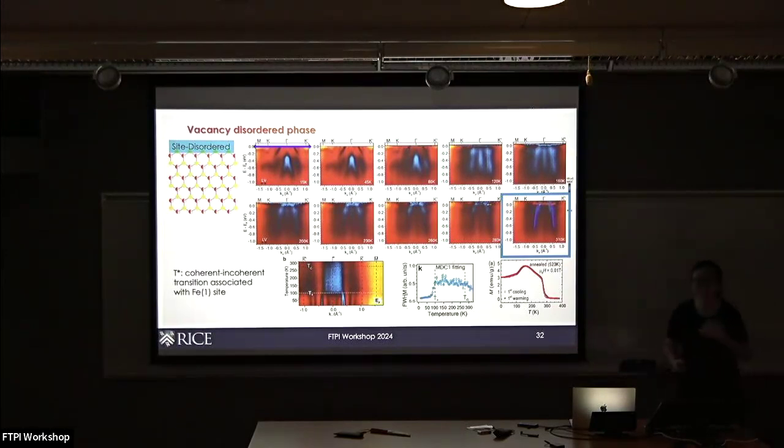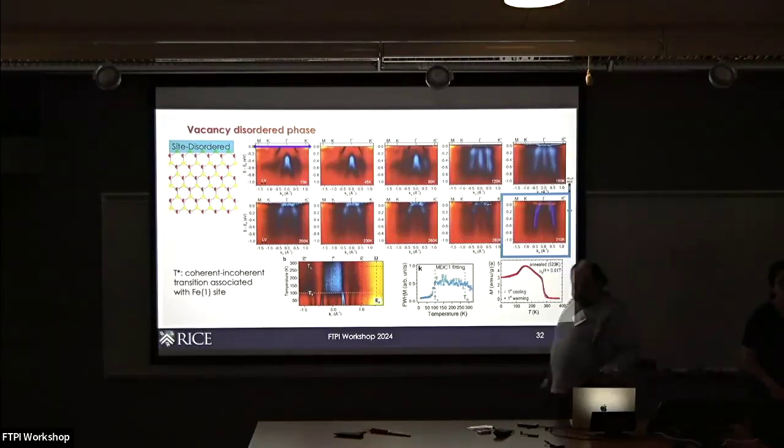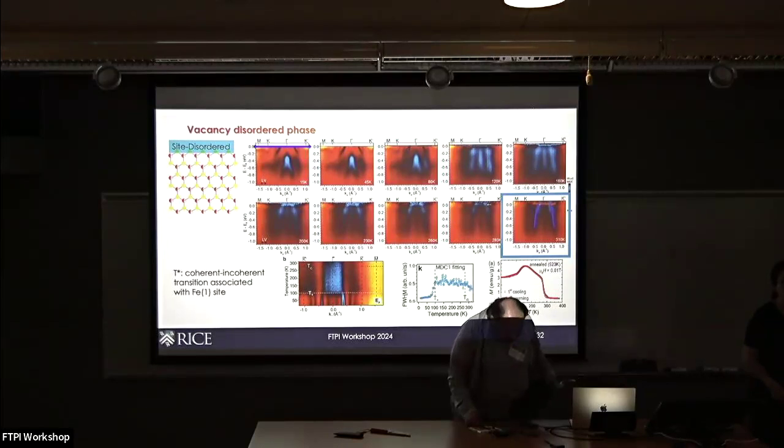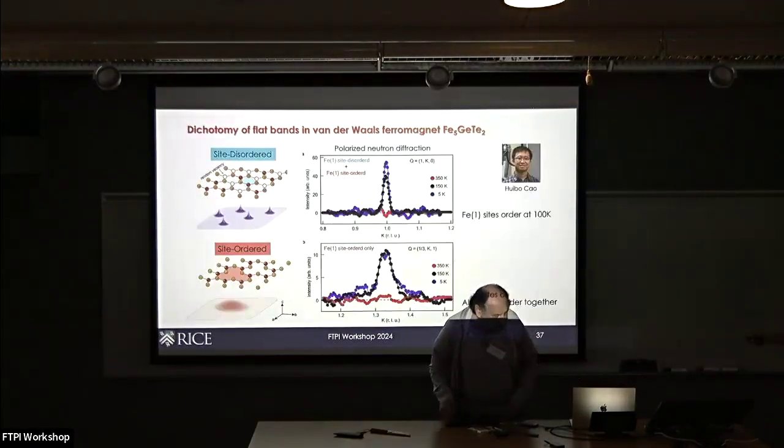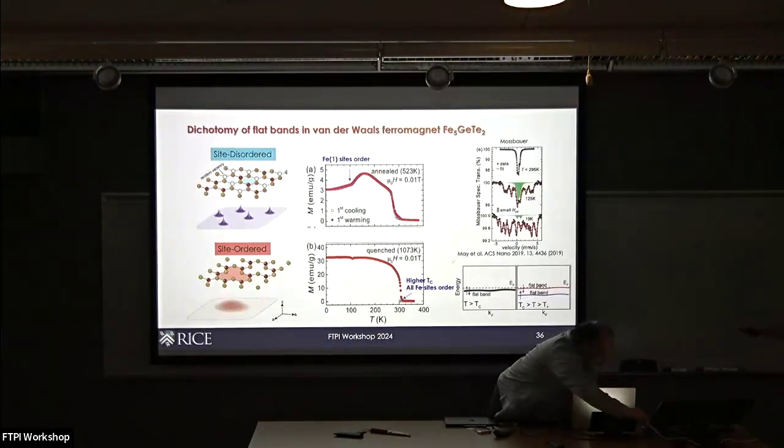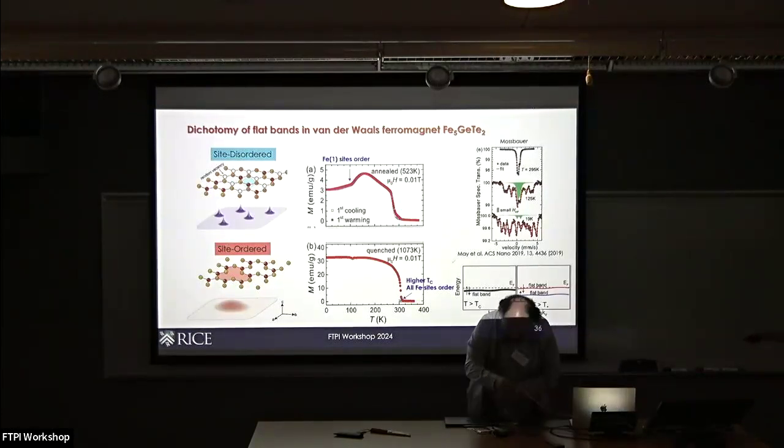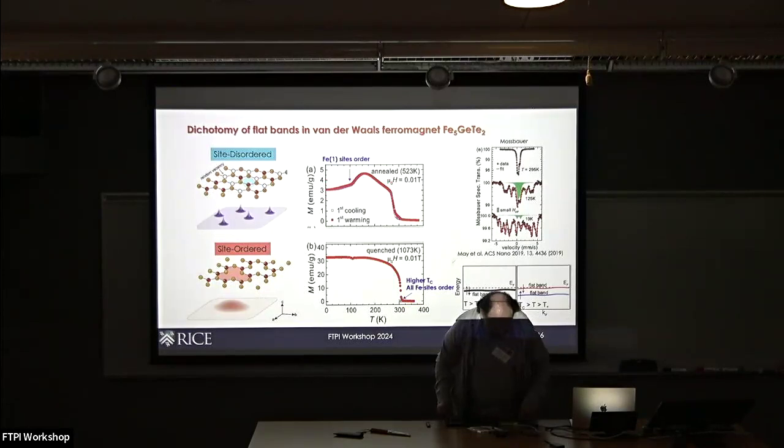Questions? Yeah, so a very nice talk. What are the other iron sites doing with the magnetism? They order near 300K. So for this one, they order here. For the site order one, they order here. So they're all magnetic. Do they contribute to the dispersive bands?